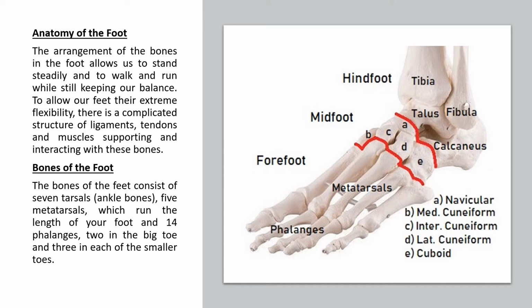And here we see illustrated the foot. We have the forefoot, the midfoot, and the hindfoot. Here we also see illustrated the tibia most superiorly, and laterally we see the fibula. Just beneath the tibia we have the talus, and then we also see over to the right the calcaneus. We also see the navicular, the medial cuneiform, the intermediate cuneiform, the lateral cuneiform, and the cuboid. We also see the metatarsals and the phalanges.